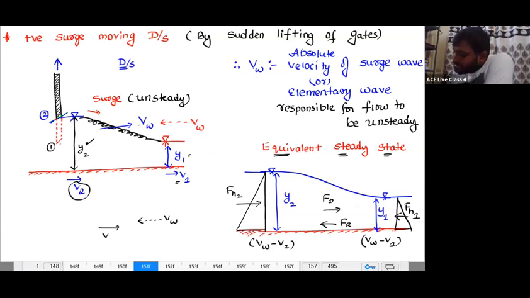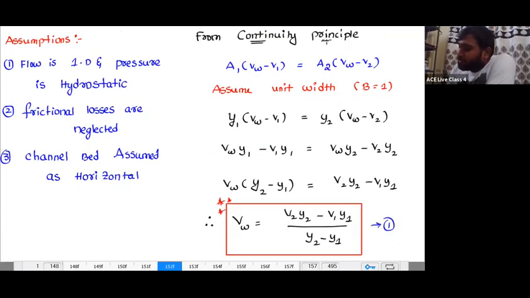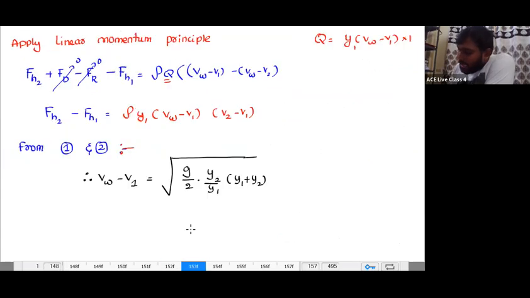So what I have done is, first I applied the continuity principle and I got this. But still there is a V2. I don't know the V2. As I don't know the V2, I applied the linear momentum principle, and by using both equation 1 and equation 2, I have removed that V2 and I have written this equation in this form.